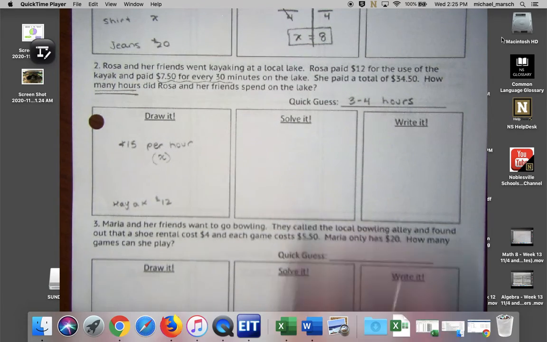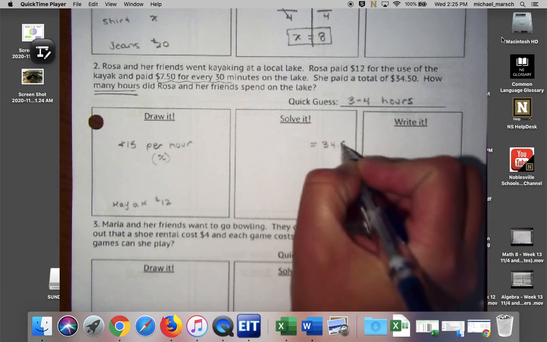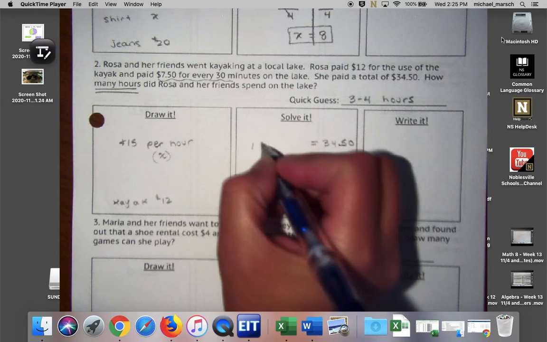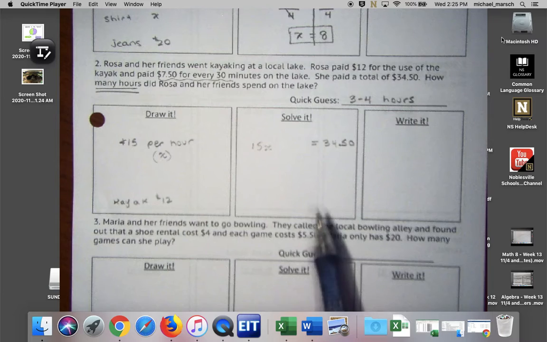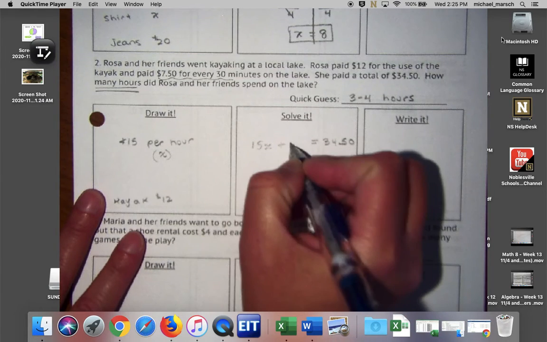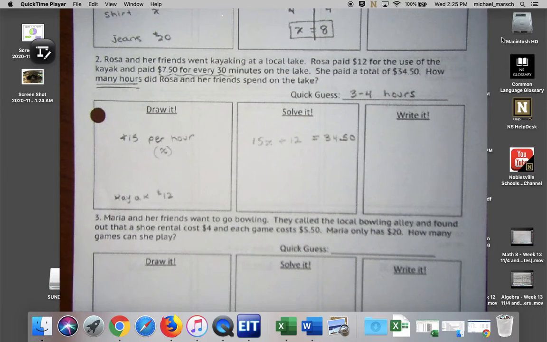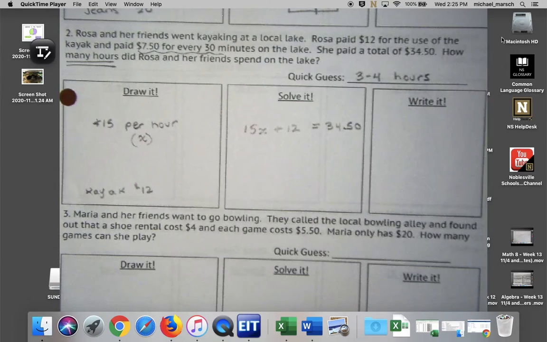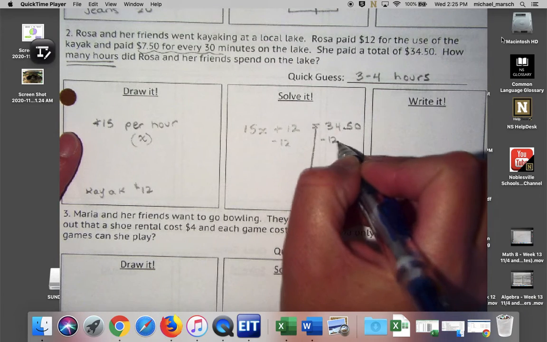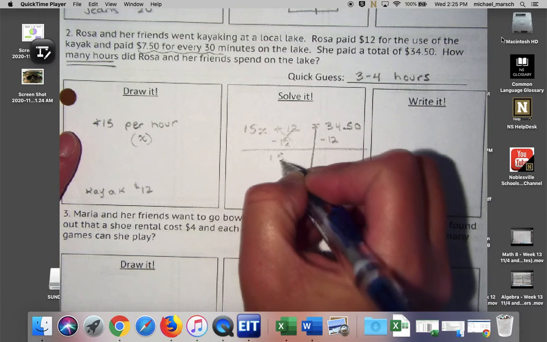Hold on. We know that it costs $34.50 total. So we can go ahead and put that there. I'm going to do 15x because they want my answer in hours, right? So 12 plus 15x equals 34.50. Either way, you can have it written there. And then I'm going to go ahead and do another two-stepper, right? 34.50 minus 12 is 22.5.